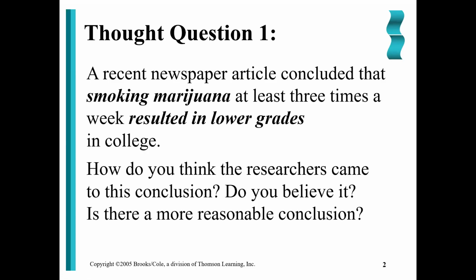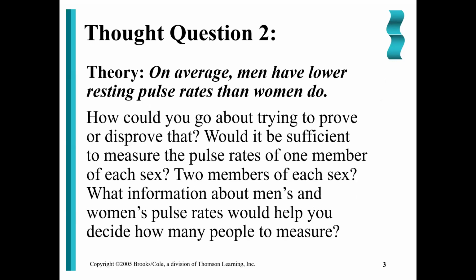Number one, they're making a causal connection here, right? They're saying smoking marijuana at least 3 times a week results in lower grades. Well, there might be a connection between these two, but there might be another variable that's responsible for lower grades, not smoking marijuana. These are the types of questions that should immediately come to mind when you see a claim like this. Number one, how did they come up with this? And number two, can we really make a causal connection? In other words, does smoking marijuana cause lower grades? Or is there just what we would call a correlation between the two things? That's the type of thing we'll be looking at in this course. Here's another one. On average, men have lower resting pulse rates than women do.